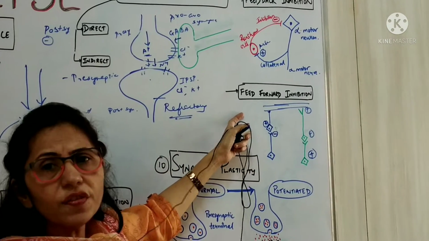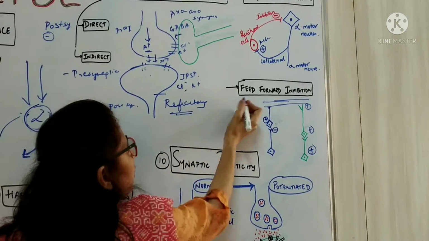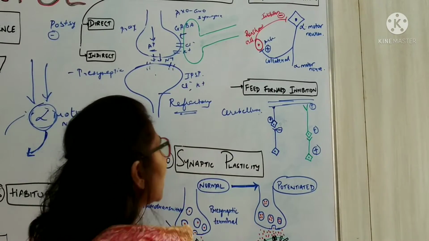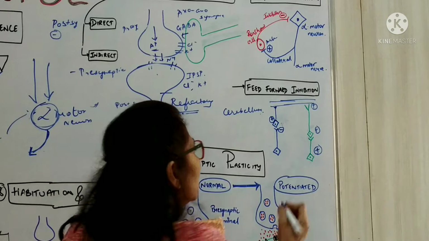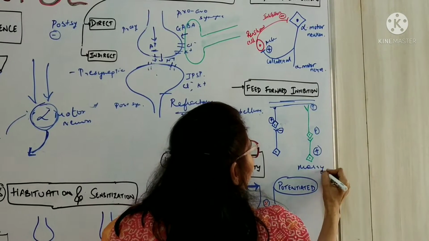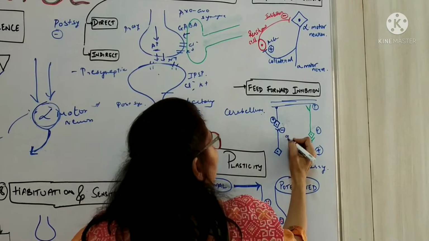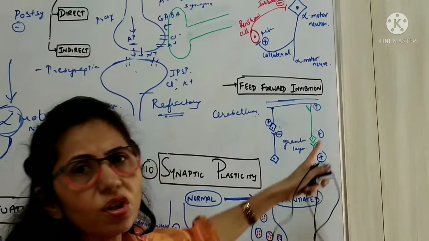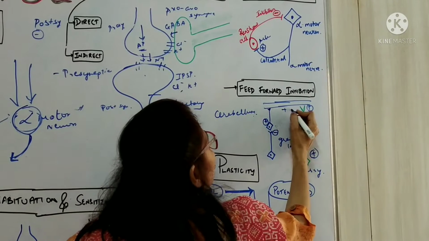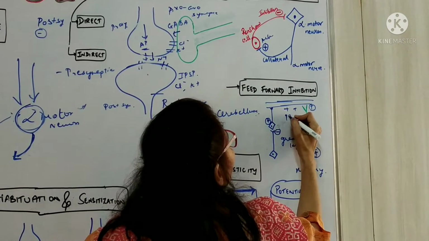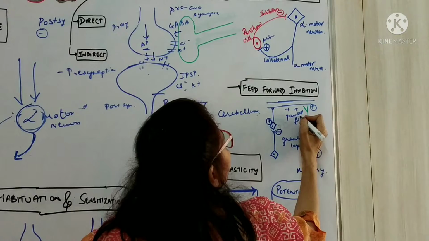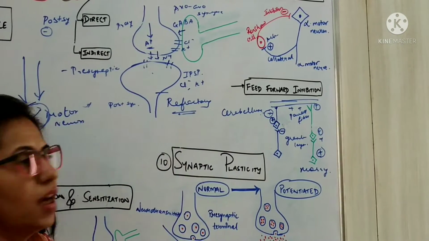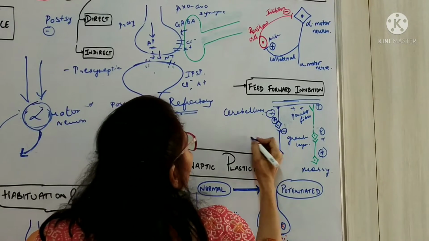Then coming to feed forward inhibition. Here we take an example occurring in the cerebellum. In the cerebellum you have the mossy fibers. These fibers stimulate the granular cells in the granular layer of the cerebellum. The stimulation of the granular cells in turn causes stimulation of the parallel fibers. These parallel fibers in turn stimulate the Purkinje cell. Now the output of the Purkinje cell is inhibitory.